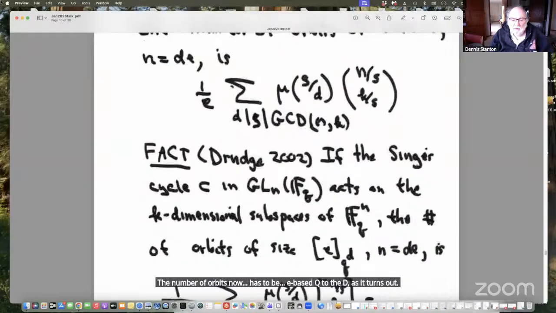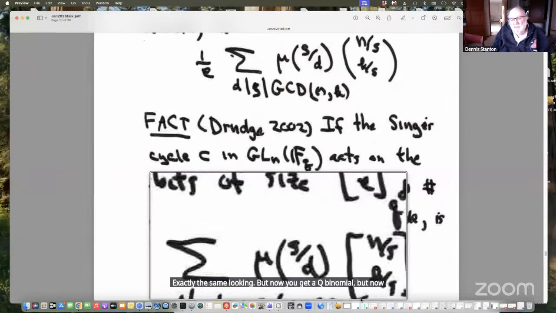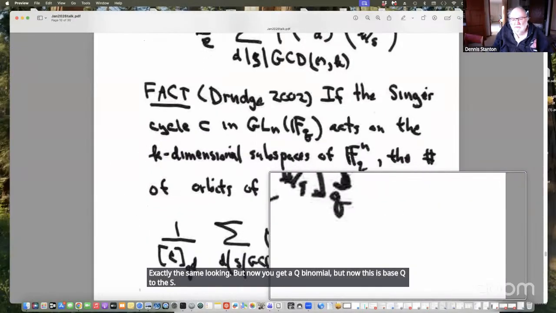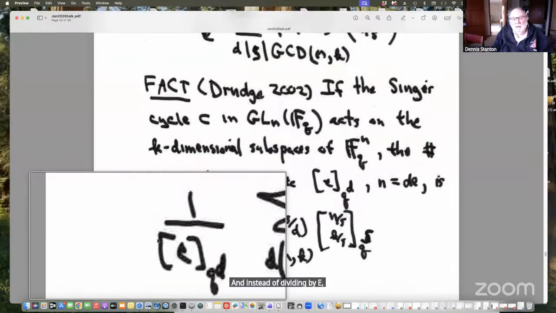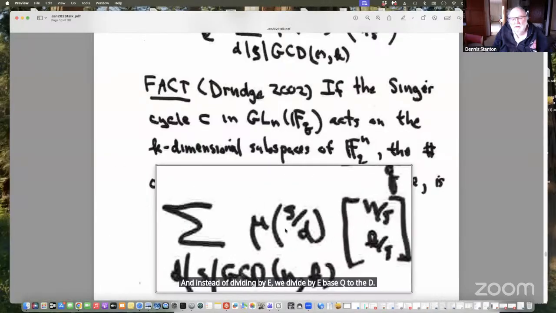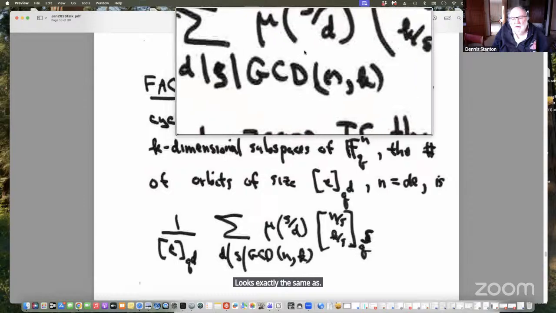What do you get as an answer? Look here. Exactly the same looking, but now you get a q-binomial, now base q to the s. And instead of dividing by e, we divide by e base q to the d. It looks exactly the same as this up here.